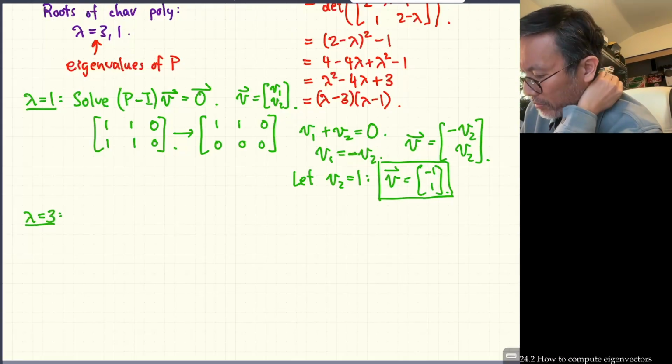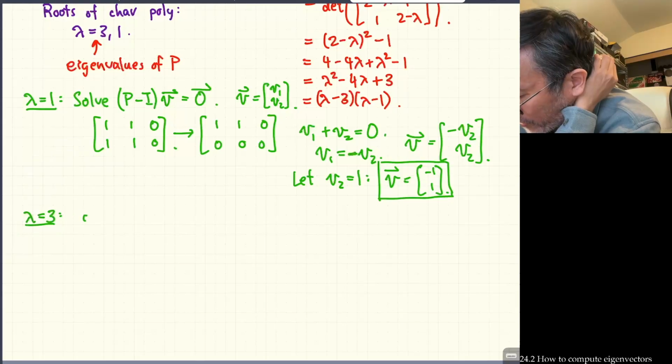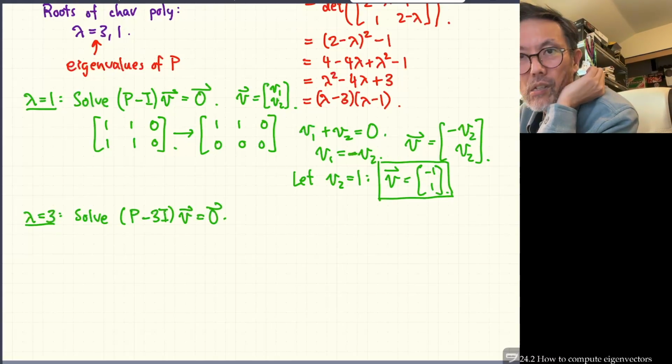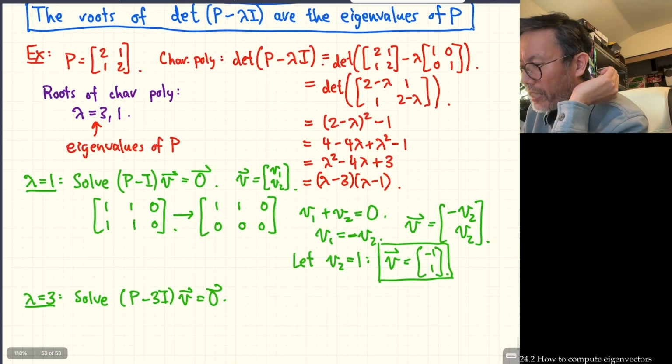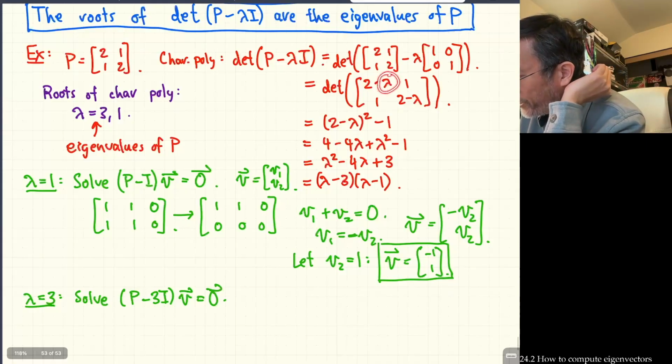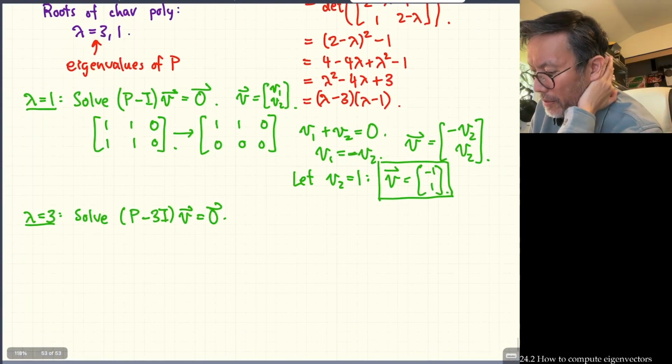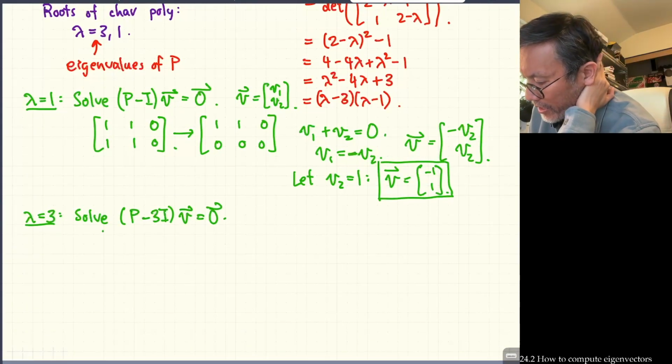Now we're going to play the same game for lambda equal to 3. In this case, we solve P minus 3I times V equals 0. What's P minus 3I? Well, we just let lambda equal 3 in this matrix right here, right? And if we make an augmented matrix, we get, I think, negative 1, 1, 1, negative 1, and then 0, 0 here. Yeah?